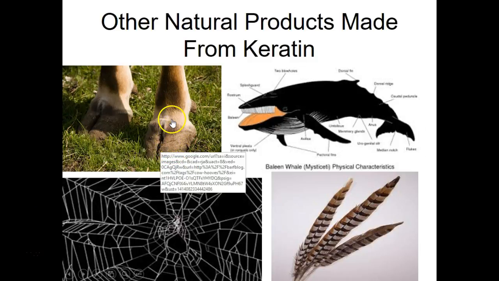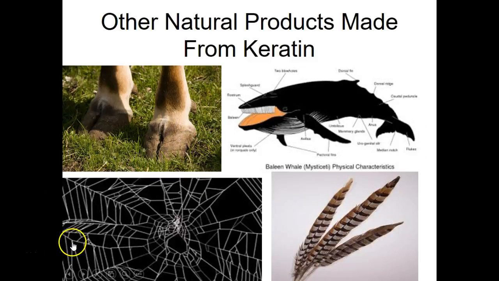And if you think about it, this is like their hands and feet. So this is like their toenails and fingernails in a way, just evolution has modified them. So they're made out of that. Spiderwebs are also made out of keratin. Feathers are made out of keratin.